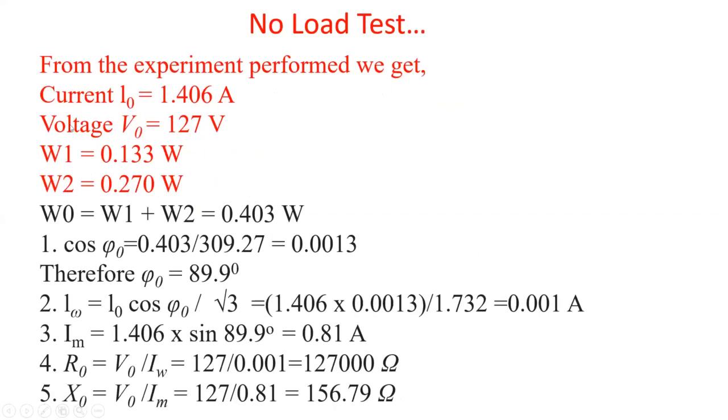So I have calculated. So these are the values of I0, V0, W1, W2. So W0 I have calculated as W1 plus W2, as 0.403 watt. Cos of 50 I have calculated as 0.0013. Therefore 50 is 89.9 degree. IW I have calculated as 0.001 ampere. And Im, working component of current, I have calculated as 0.81 ampere.